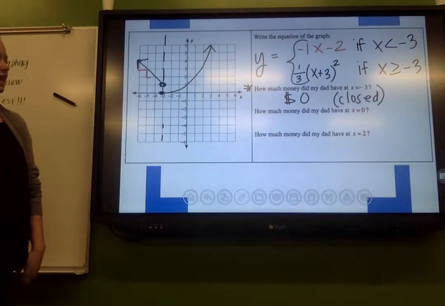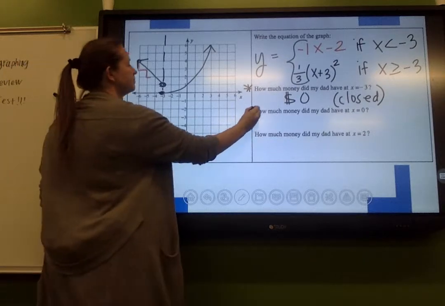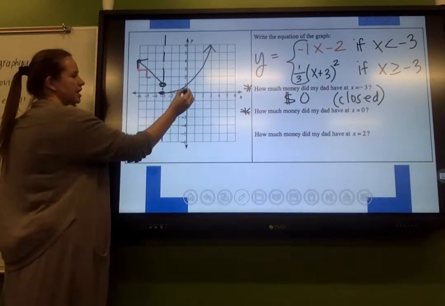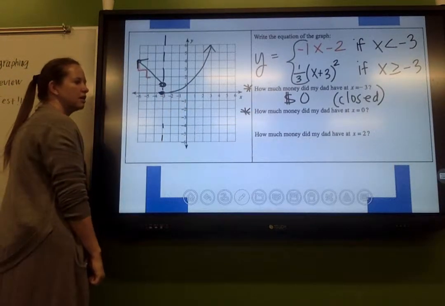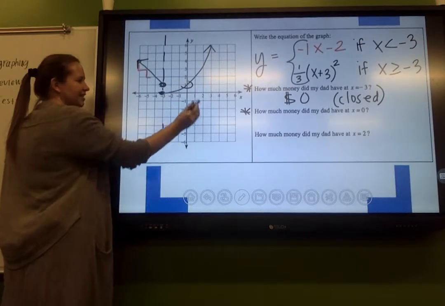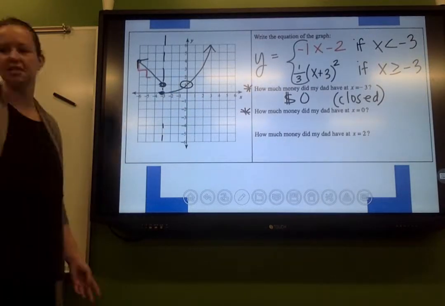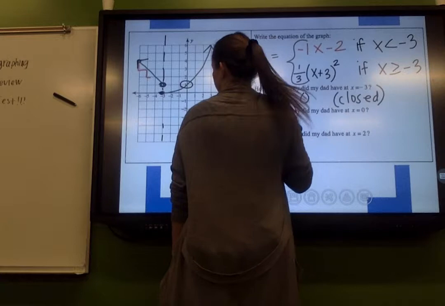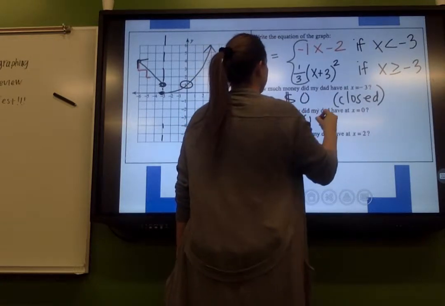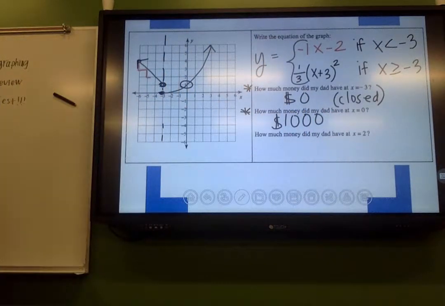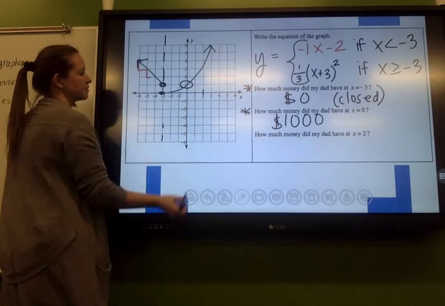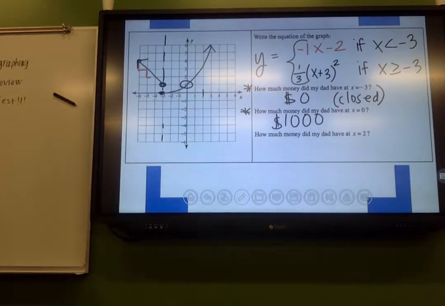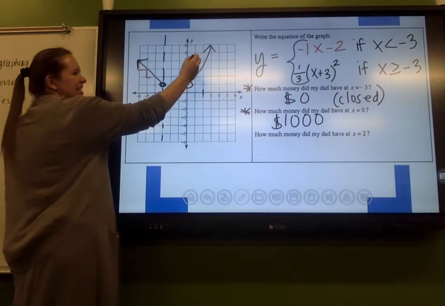All right, how much money did my dad have at x equals 0? X equals 0 is right here. How much money did he have? Can you tell? Yeah, right here. 1. And because this is in thousands, he had $1,000. So after 3 years, he had $1,000 again. And finally, how much money did my dad have at x equals 2? X equals 2. Can you tell from the graph? It is kind of iffy, right?